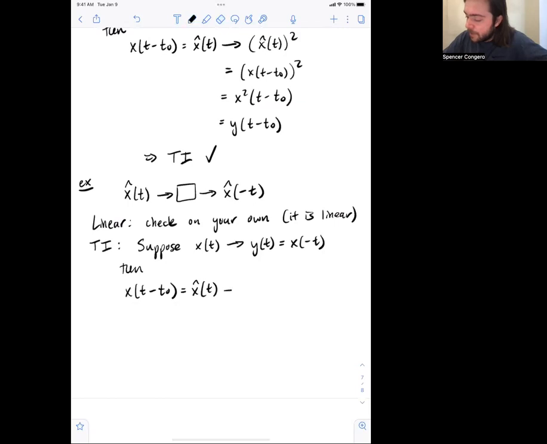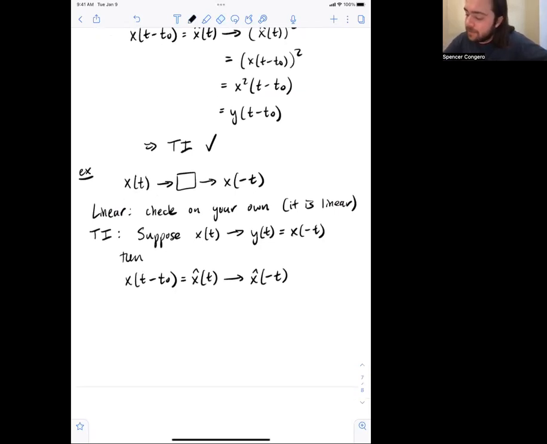We know that the output now is x hat of negative t. Because otherwise, if I told you to find the output of this system, it's a little confusing. Where does this negative go? Do you just negate t? Do you negate this whole thing? So we're going to find out right now.